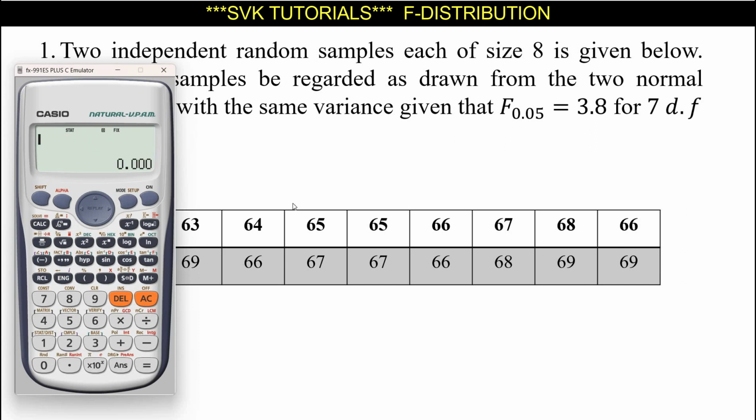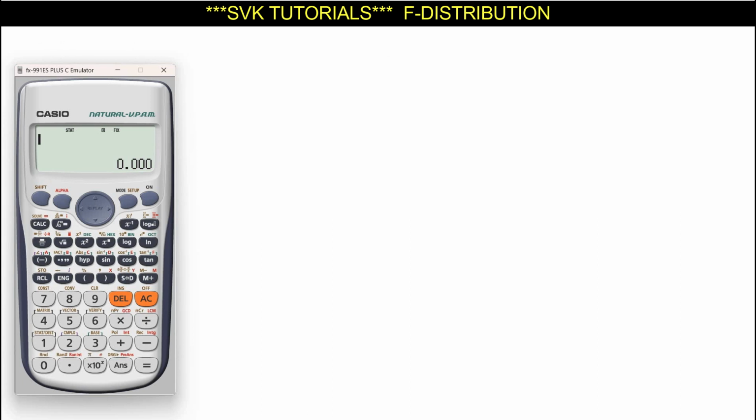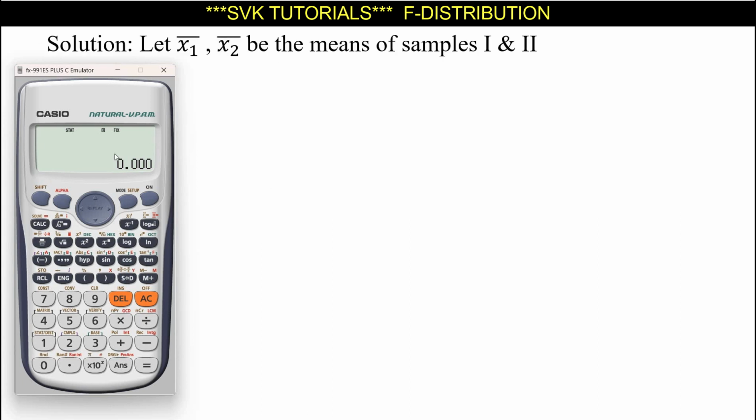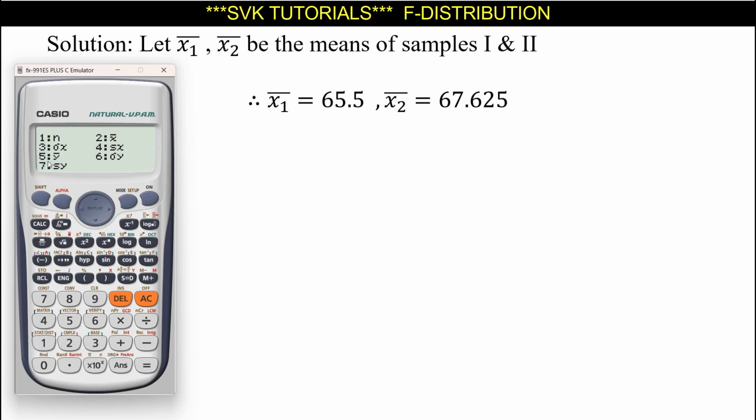Now, as I told you, I need to find out the means of the two samples. You can see here, shift 1, in that press 4. I will consider 2 here, press 2, that is x1 bar. I am going to get x1 bar as 65.5. And I need to get x2 bar also. For that, follow the same procedure, shift 1, variance, that is 4, in that consider y bar, that is 5, press equal to, 67.625.